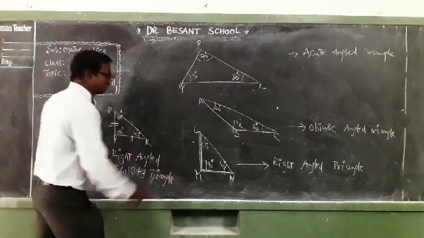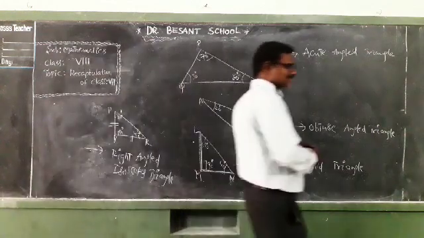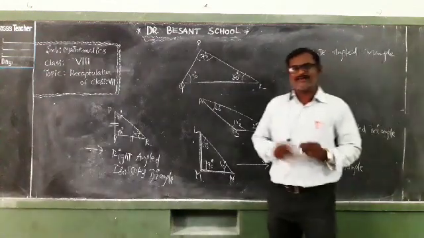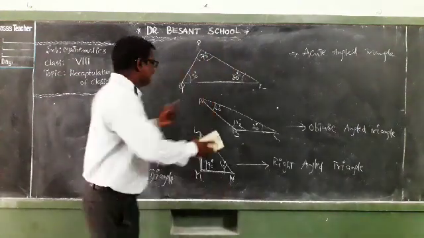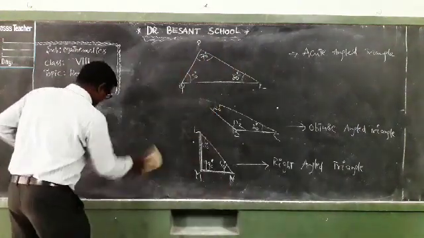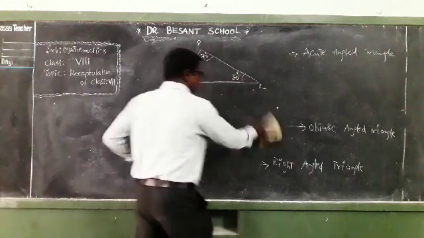Okay, so we learned all these things in our previous class 7, in the chapter lines and angles, triangles and its properties. Okay children, after this one, if you go back to our 7th class, we learned some other things also.